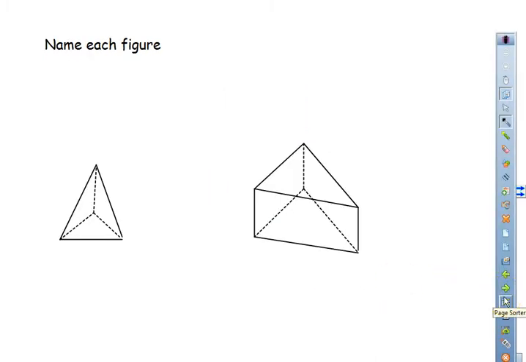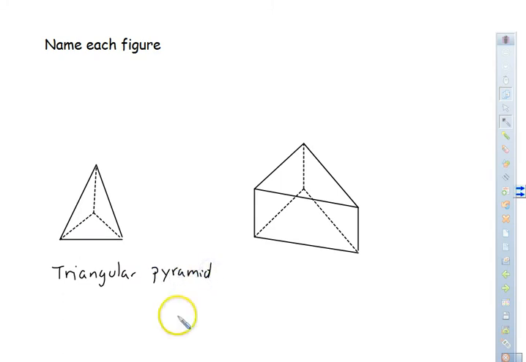Next problem, go ahead and hit pause, but name each figure. Remember, you name them by their base. Alright, naming this one by the base, seeing being that it is a triangle. So triangular. And what type of shape? Is it a prism or a pyramid? And it is pyramid. Okay, triangular pyramid.